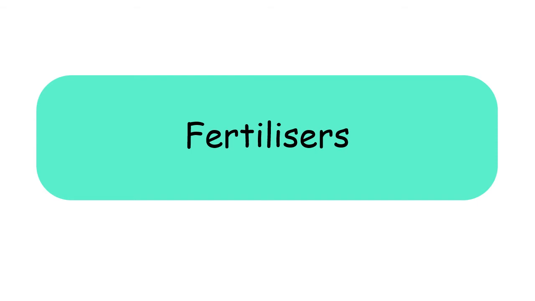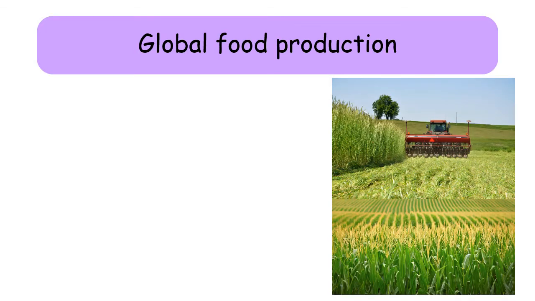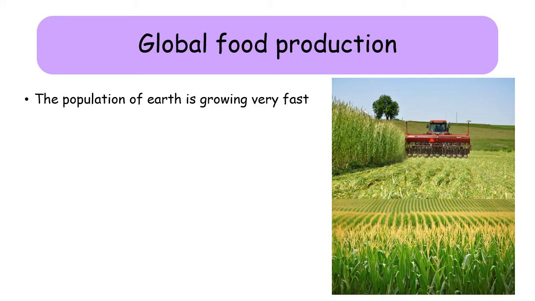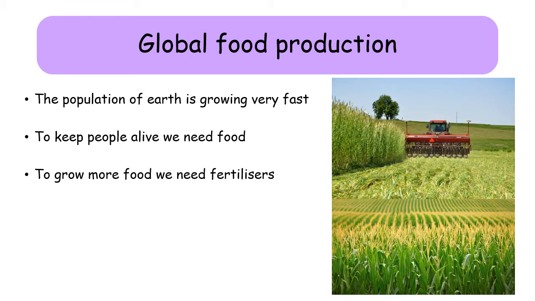Our final topic is fertilizers. Now, the population on Earth has been growing really fast for the past few decades and is set to continue growing at quite a fast rate. In order to keep the population alive as it grows, we need food. And to grow more food, we need fertilizers. So fertilizers are really important. Without fertilizers, many people would die.